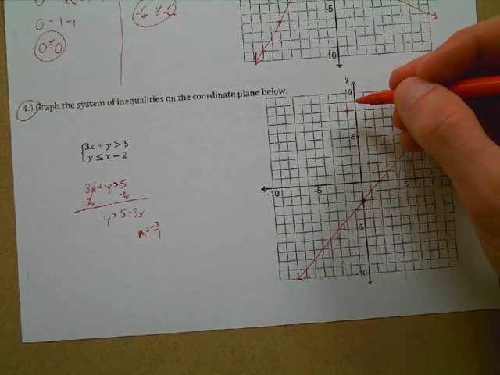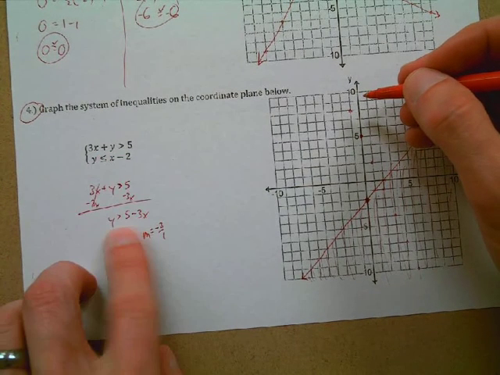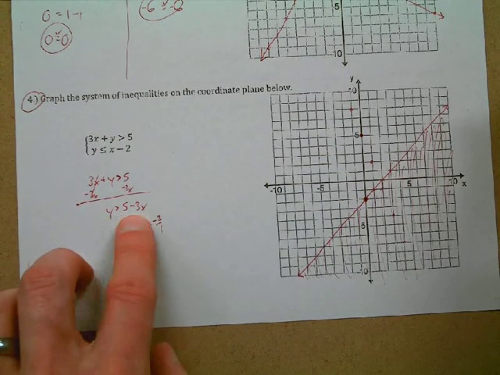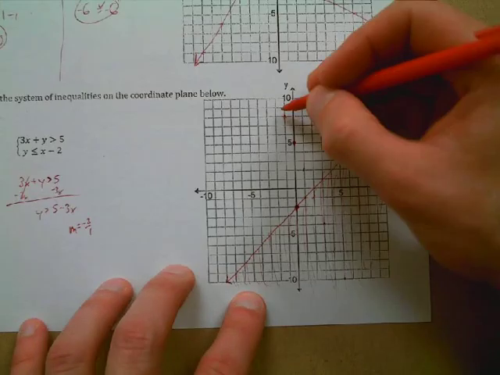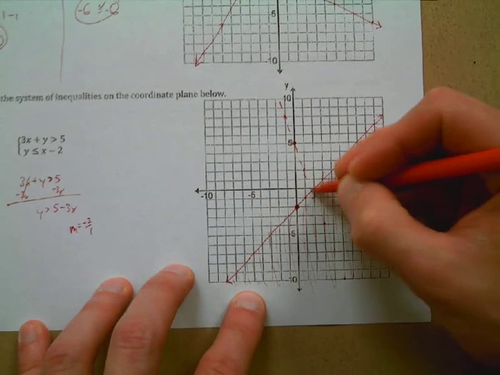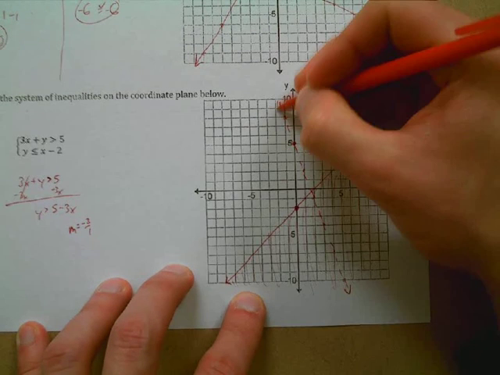Eric, is this going to be a solid line or dotted line here? That one? Yes, this one right here. That's going to be a dotted line. Very good, Eric, because it doesn't have the equal to there, right? So we will dash, dash, dash right through. Okay, just like that. Very good.